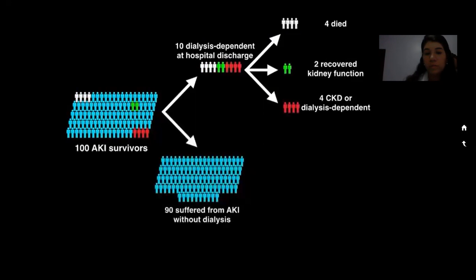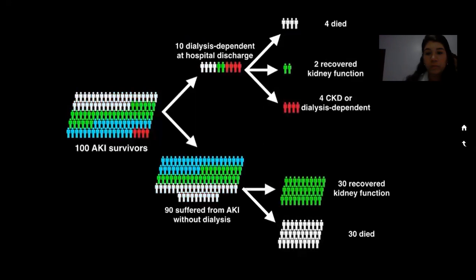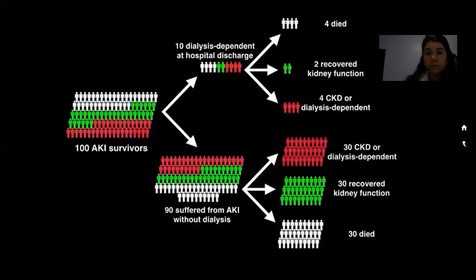Now let's focus on the group that suffered from acute kidney injury without the need for dialysis, in this case 90 patients. About 1/3 died, 1/3 recovered kidney function, and also 1/3 developed chronic kidney disease or remain dialysis dependent. As you can see, adverse events such as death, chronic kidney disease, or dialysis are not uncommon in patients who suffer from acute kidney injury.